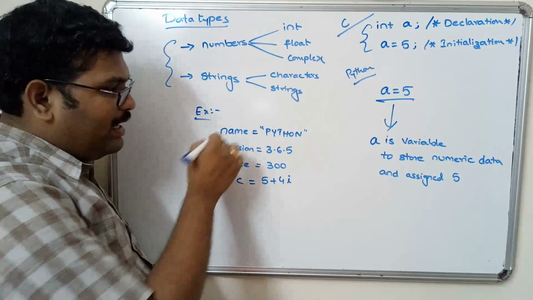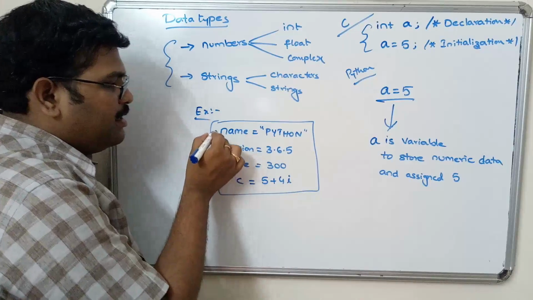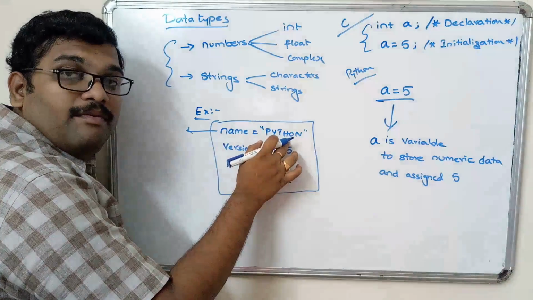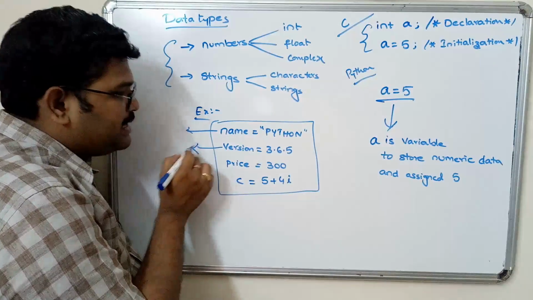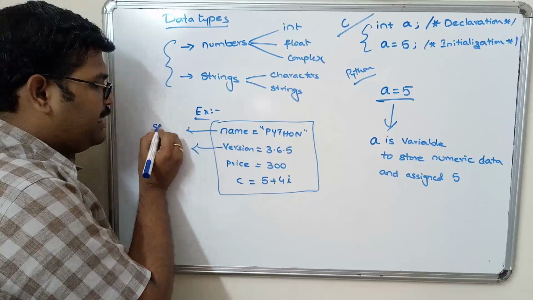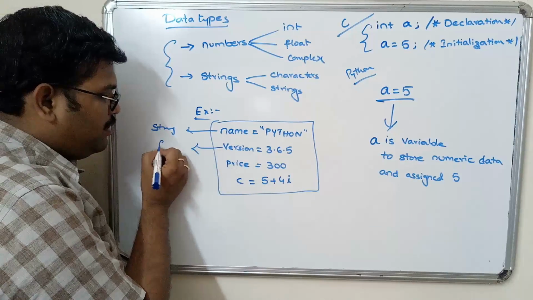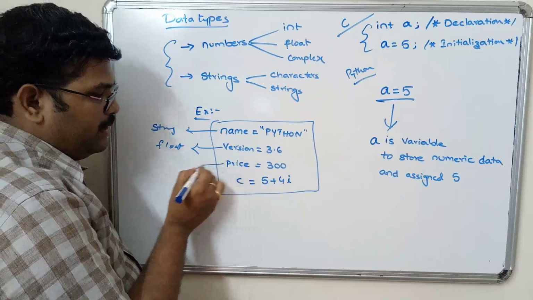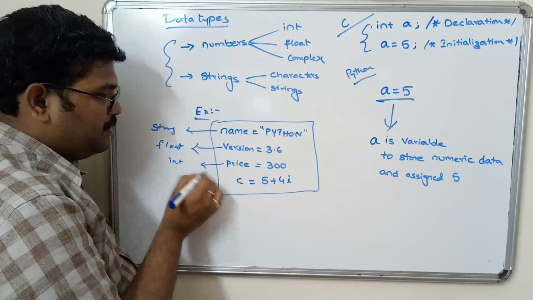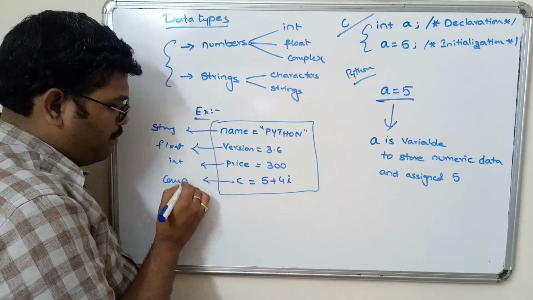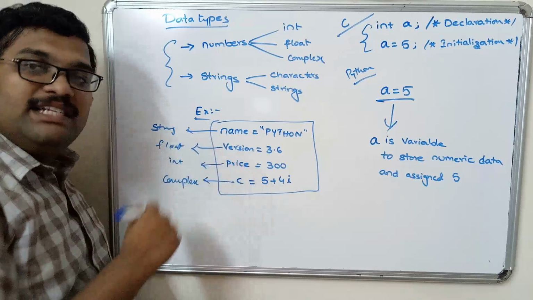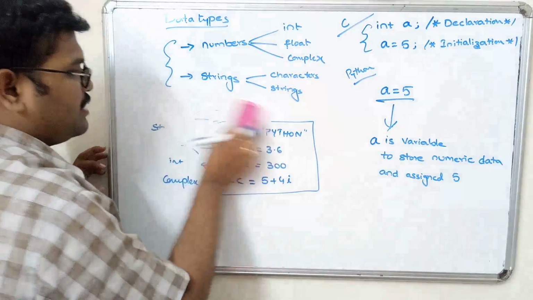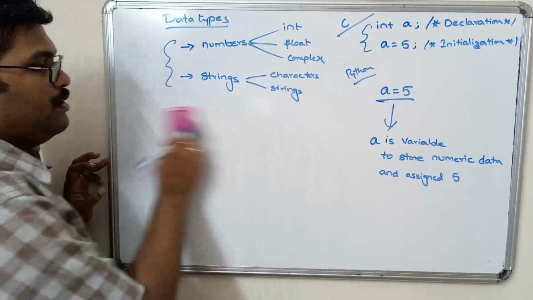Directly these four statements imply that the variable name has the value Python, and version is declared as a float, 3.6, price is declared as an int, and c is declared as a complex. Directly a single statement gets the declaration and initialization. Hope you understood this example. Next one.